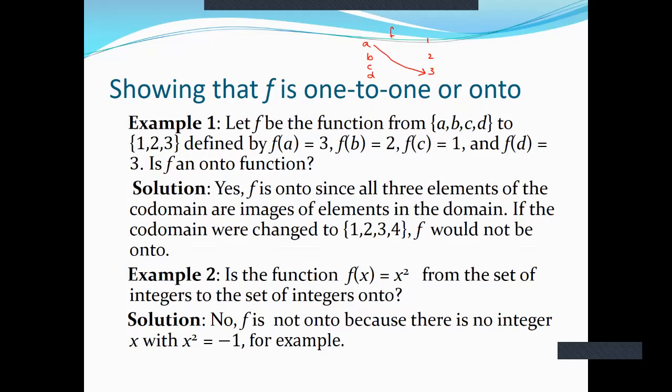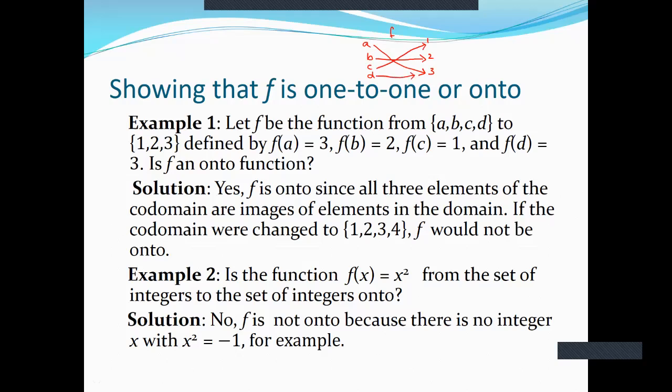f of b is 2, so b is mapped to 2. Then f of c is equal to 1, so c is mapped to 1. And d is mapped to 3.